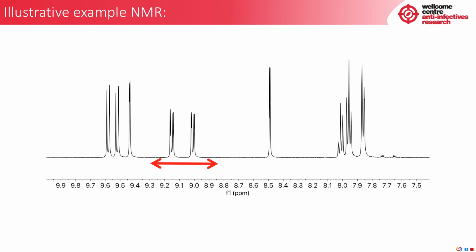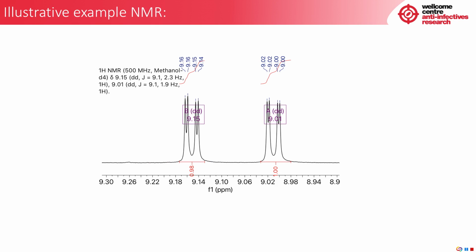So we take these signals here, and we're going to talk about why they split, why the couplings are the size they are, and why the line intensities are as you see. We're going to talk about how the splittings arise, what influences them, and what information we can gain from them.